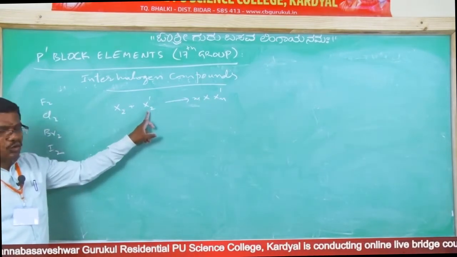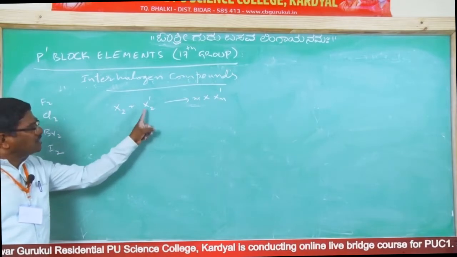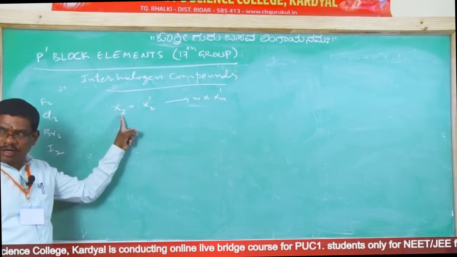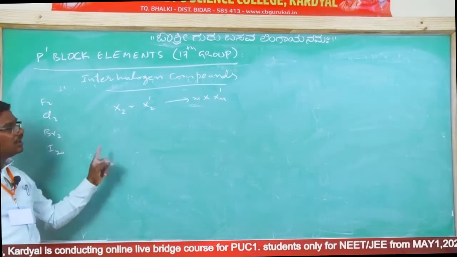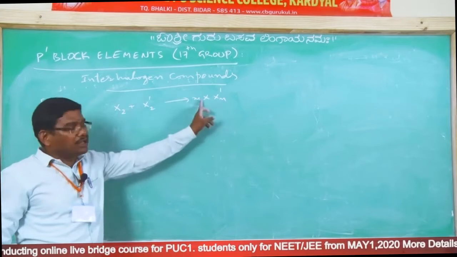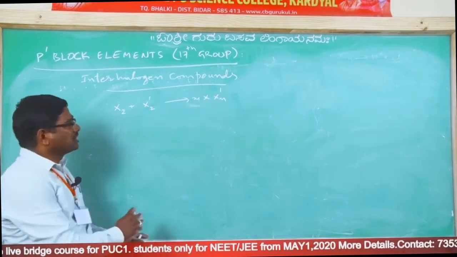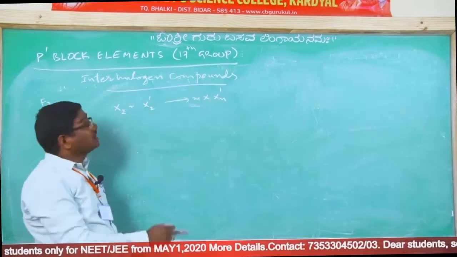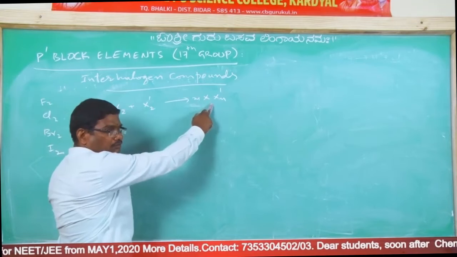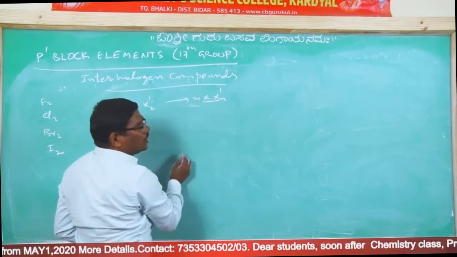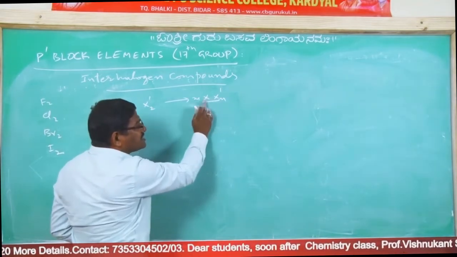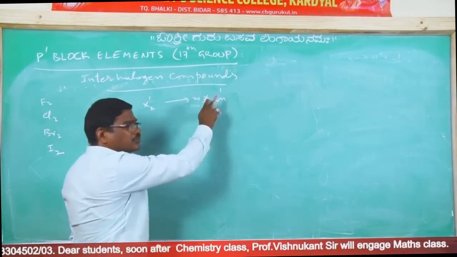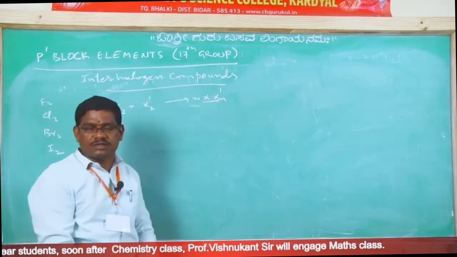X2 when reacts with X2 dash, nothing but this here X2 is atomicity. Here also atomicity because divalent. Thus here m and n are going to decide the formulas. Clear na? X X dash, it is interhalide, that is interhalogen compound. Interhalogen compound in which whatever X is there, this X must be larger in atomic size, X dash must be smaller in atomic size. Concept clear na?